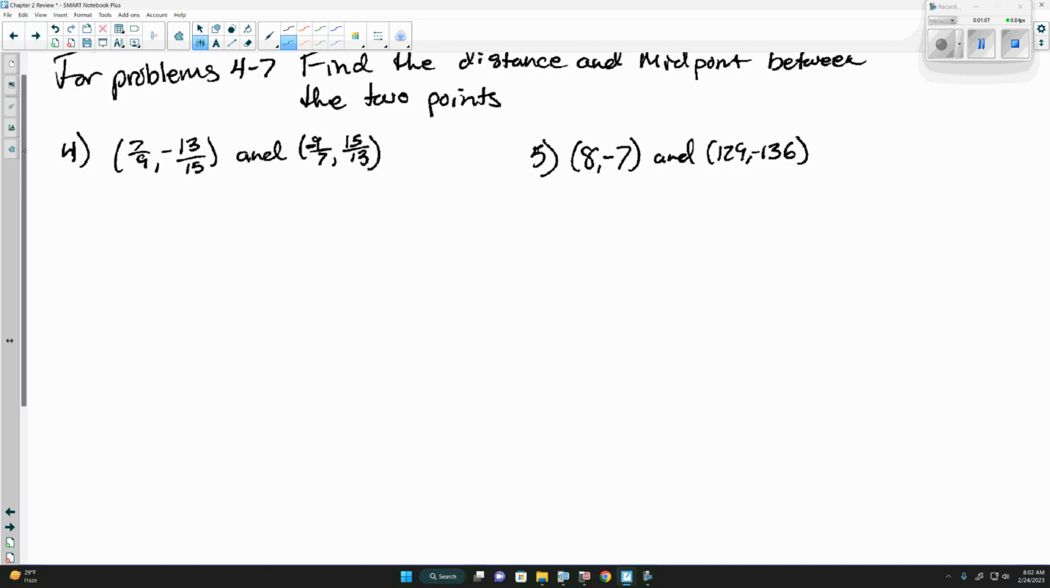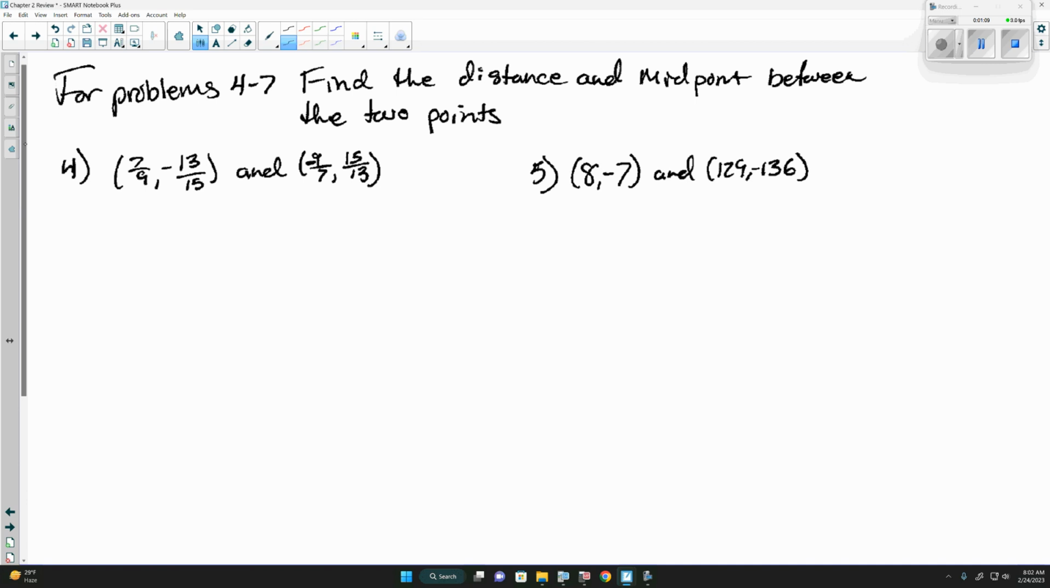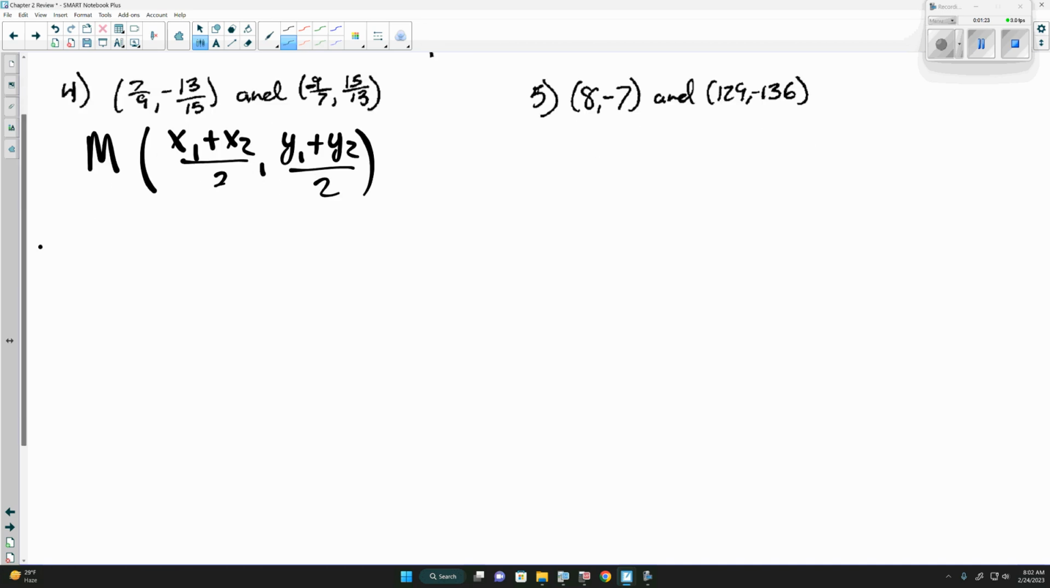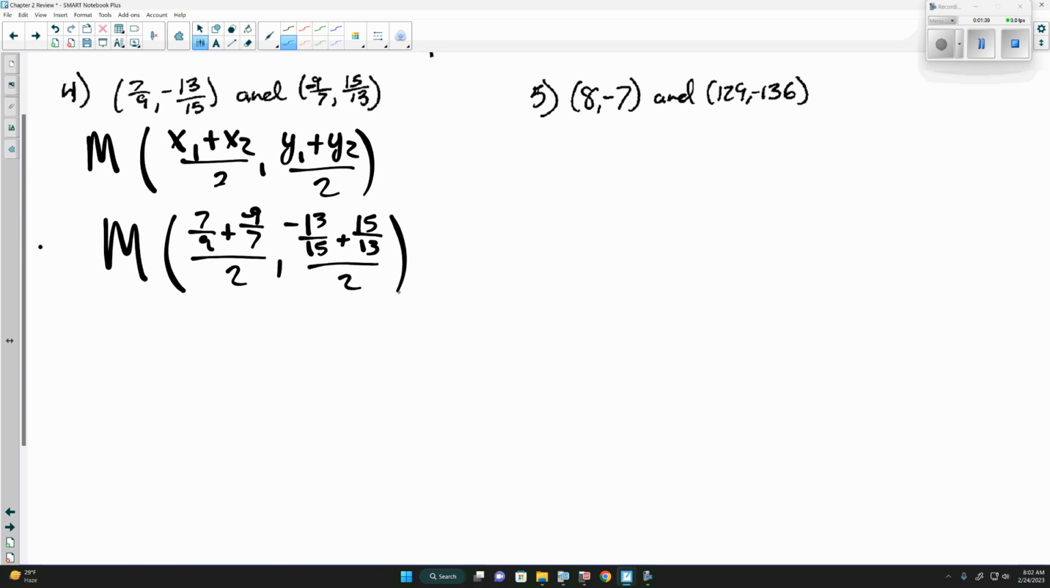Questions on 4 and 5. Find the distance and midpoint between the 2 points. Well, midpoint is our x1 plus x2 divided by 2, comma, y1 plus y2 divided by 2. So for this one here, we'd have 7/9 plus -9/7 over 2, comma, -13/15 plus 15/13 all over 2. Plug the x values in, plug the y values in, and we have this here.